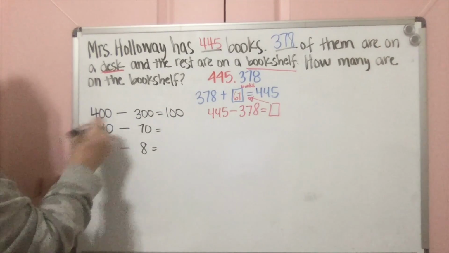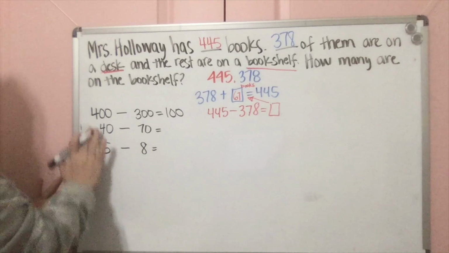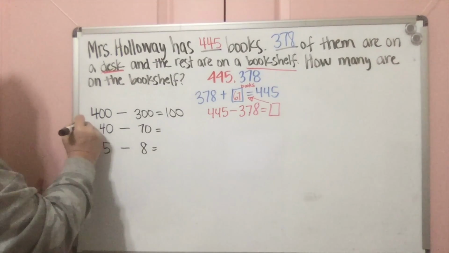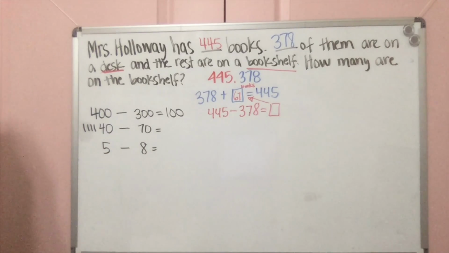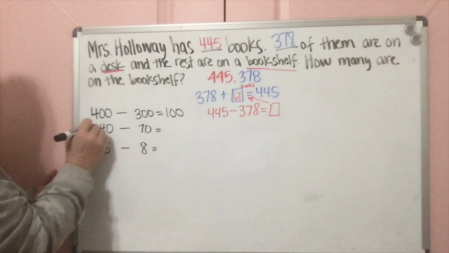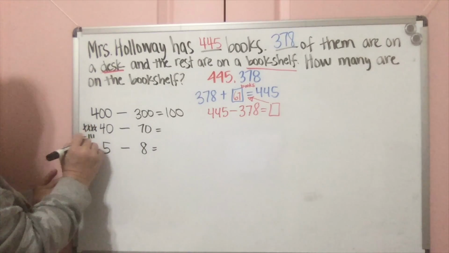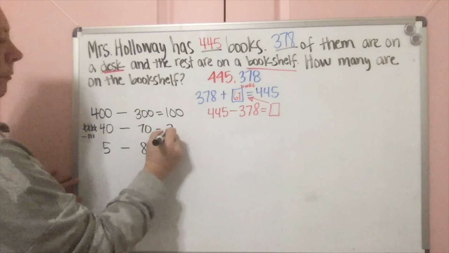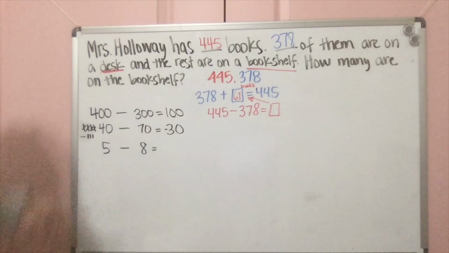Okay, 40 minus 70. So if you have 10, 20, 30, 40, and you need to subtract 70, you can subtract 10, 20, 30, 40, and then you're going to owe 50, 60, 70. So I know that that's 30 right there. And that's a negative 30 because I owe 30.